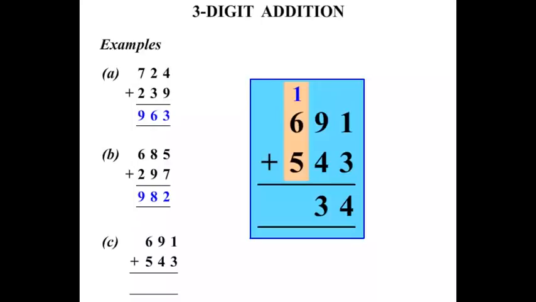1 plus 6 is 7. Plus 5 is 12. So this time we'll just write the 12 down. So our answer there, 1,234.